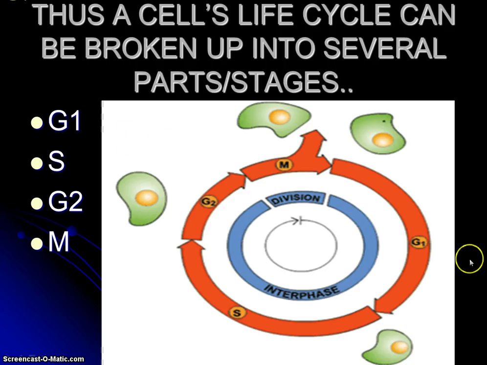So in looking at this a little bit closer, what actually goes on in this G1, S, G2 before a cell divides? We can see that most of the time is spent in G1, S, and G2 in interphase. The actual cell division, as we said, M, is rather short compared to the others.